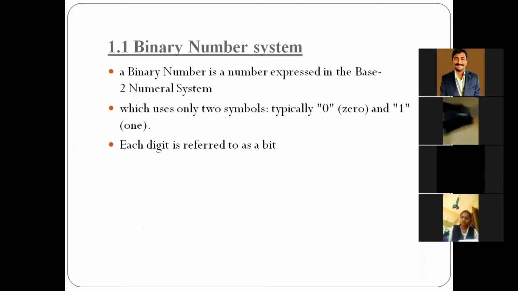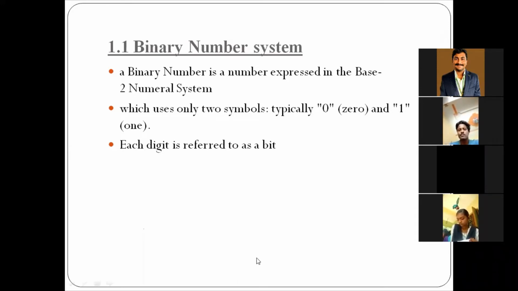And each digit, so as I already told you, we can write it in zeros and ones form, and each digit represents one bit of data. Now moving on, remember binary means zeros and ones. And the second point, the base of the binary number system is 2.